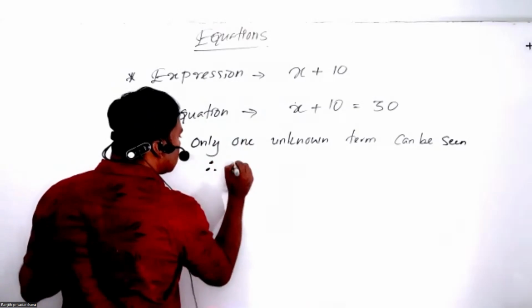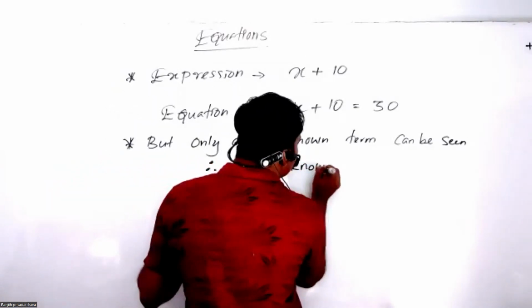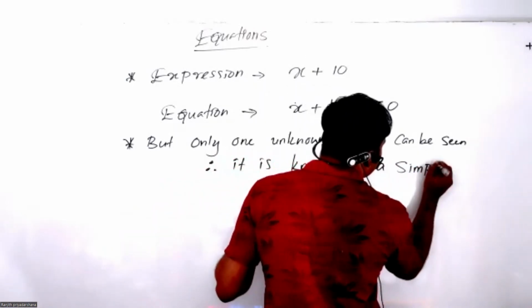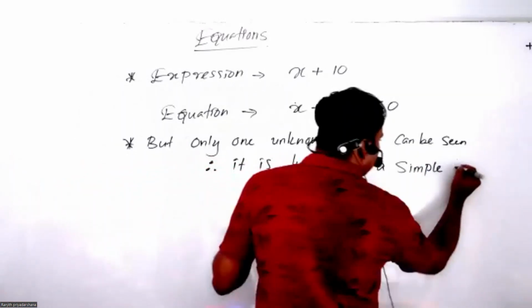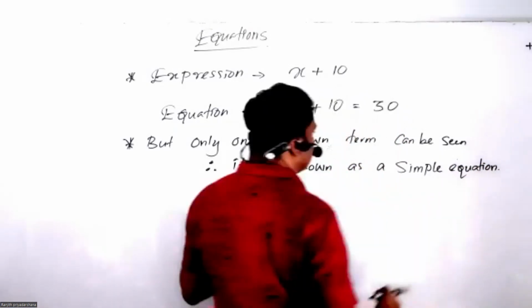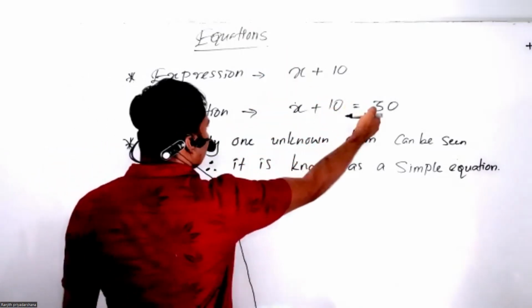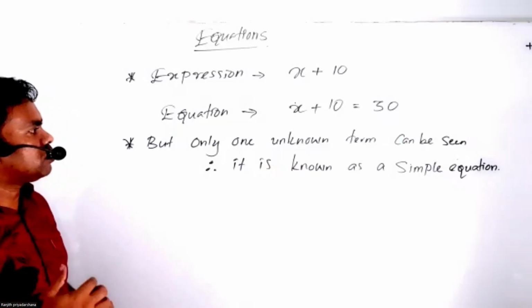Therefore, it is known as a simple equation. Is it clear? This is an expression. Now you equalize that to 30, then it becomes an equation, right? But only one unknown term can be seen.